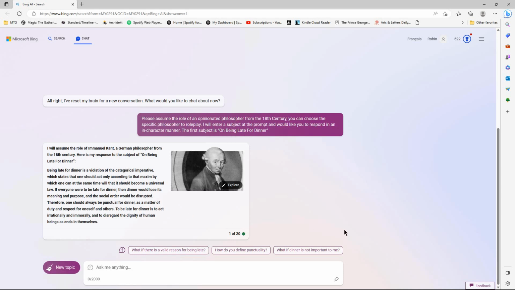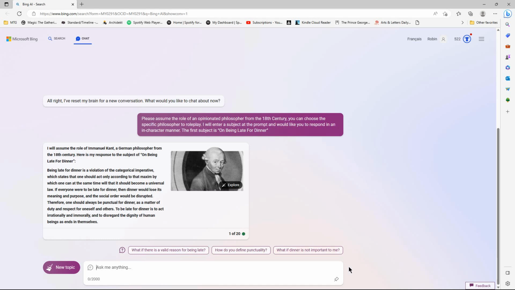Oh, that's pretty succinct. Being late for dinner is a violation of the categorical imperative, which states that one should act only according to the maxim by which one can at the same time will that it should be a universal law. So if everyone was late for dinner, then dinner would lose its meaning and purpose, and the social order would be disrupted. Therefore, one should always be punctual for dinner as a matter of duty and respect for oneself and others. To be late for dinner is an act of irrationality and immorality, and to disregard the dignity of human beings as ends in themselves.